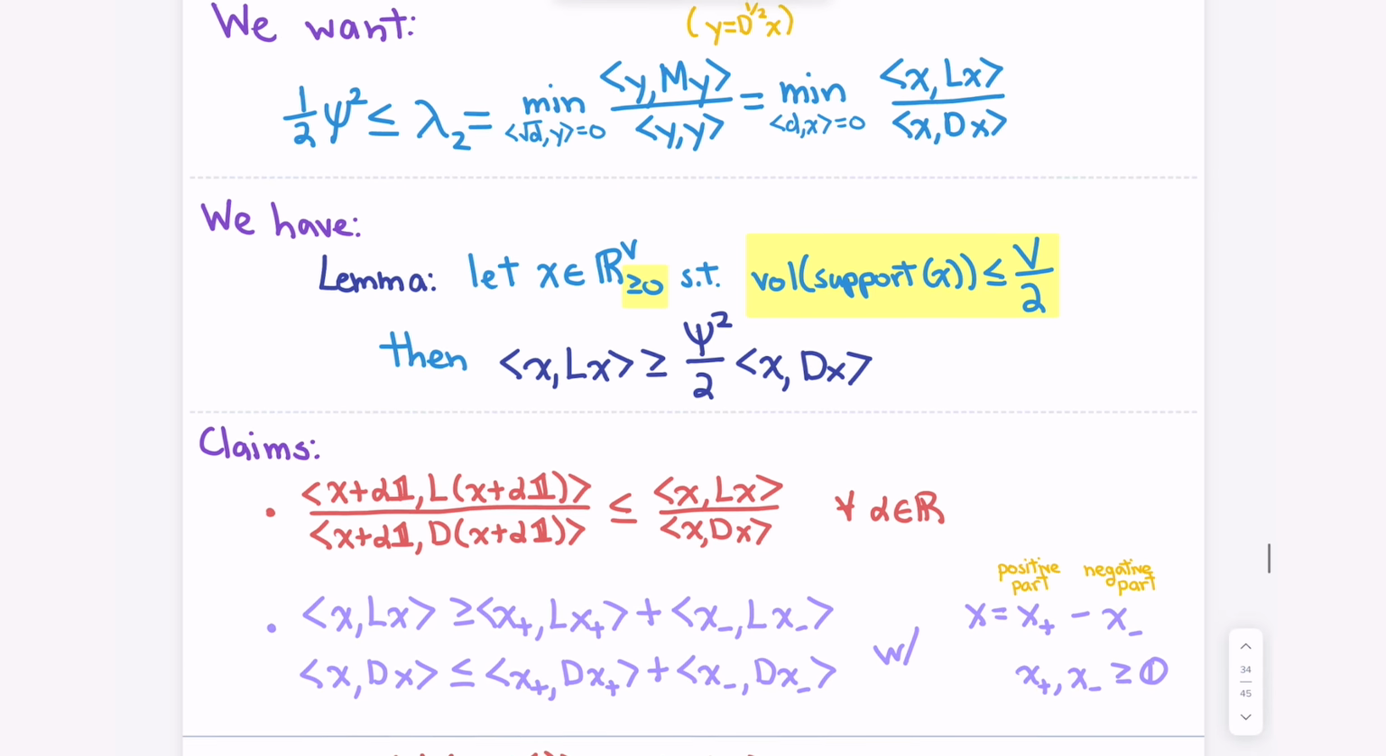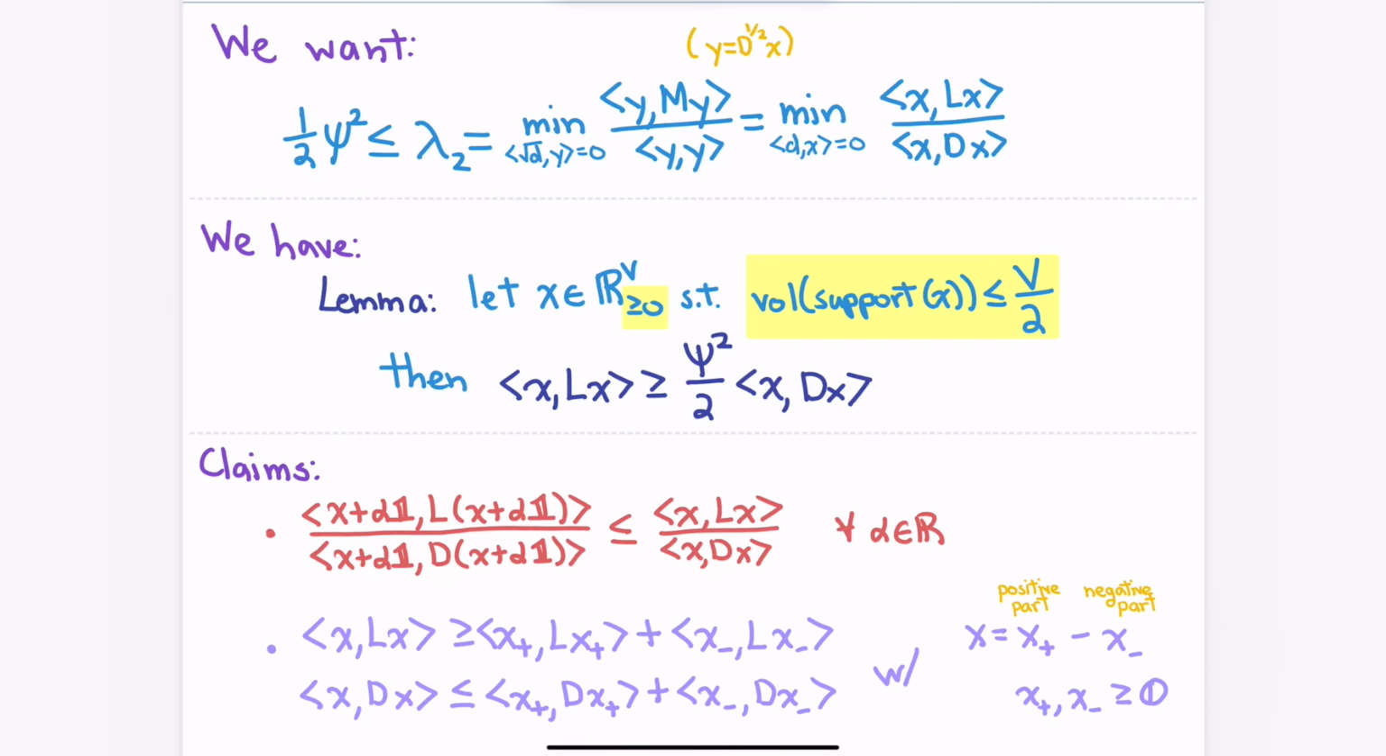We want to ultimately prove this. We want to show this inequality and also get a cut. So we can get this vector x that solves this problem, and we probably want to output a cut with some value that's comparable to lambda 2. The lemma lets us do this if x was non-negative and all the positive coordinates cumulatively had small volume.